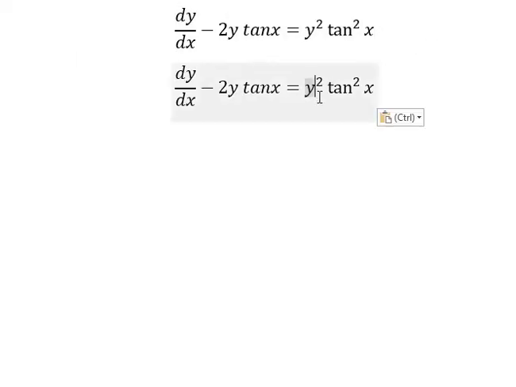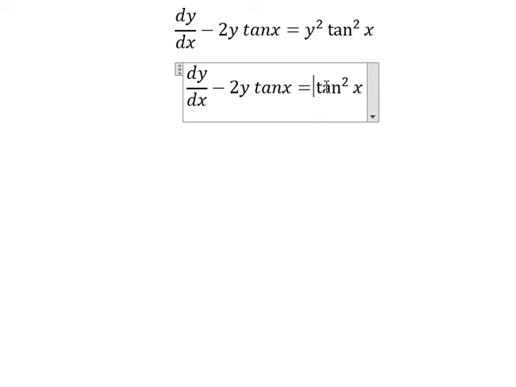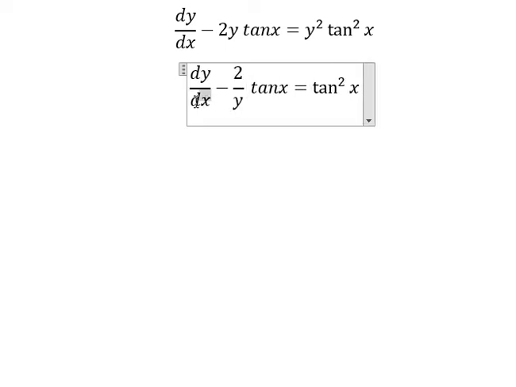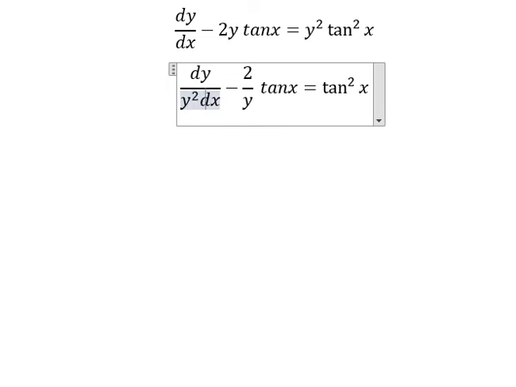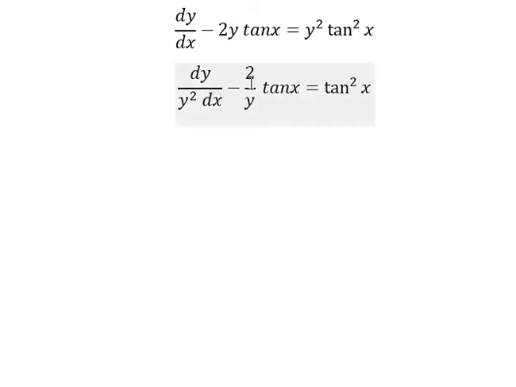We divide both sides by y squared. We see that we have 1 over y and this one. That is about Bernoulli's equation.